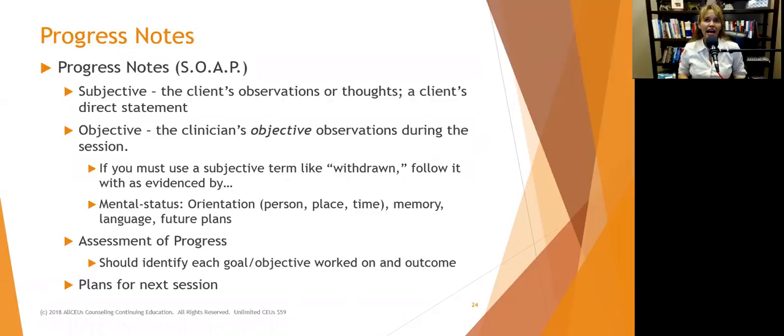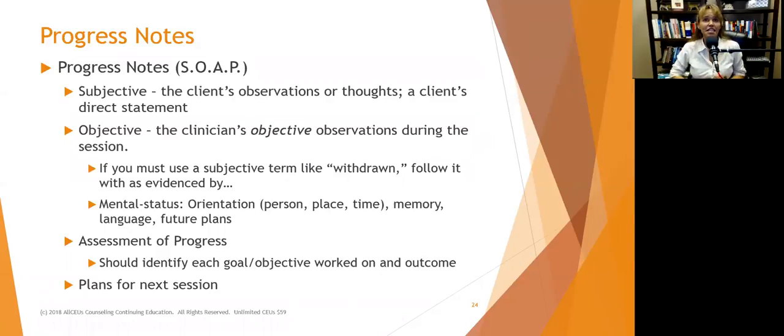Complete a mental status: orientation, memory, language, and I always suggest future plans. That's one of the better indicators of suicidality. If people are refusing to talk about future plans, that's a huge red warning flag.